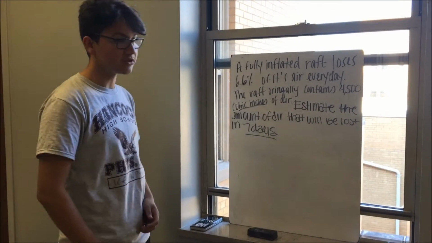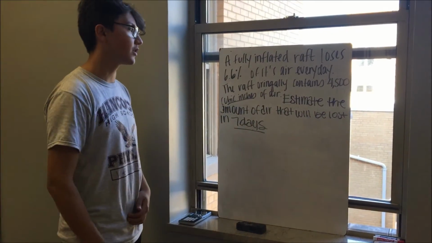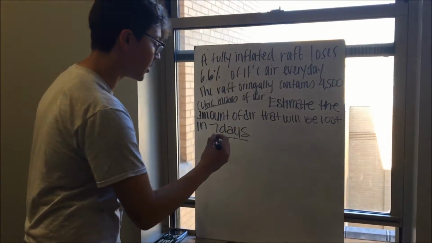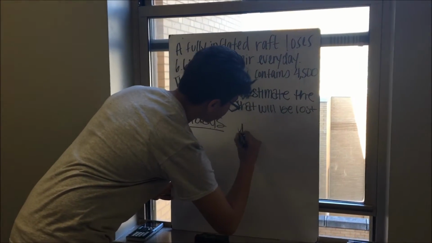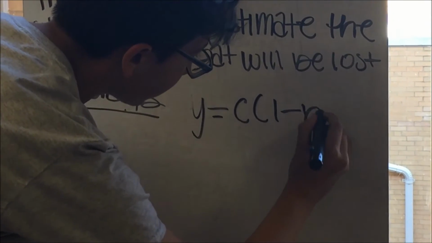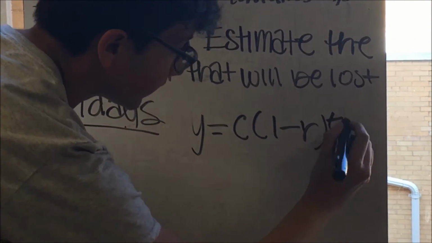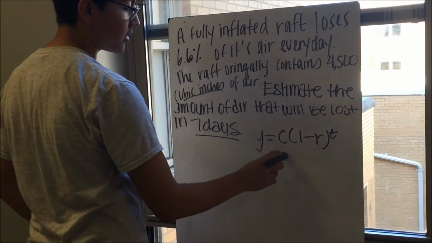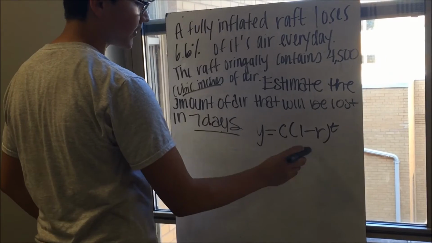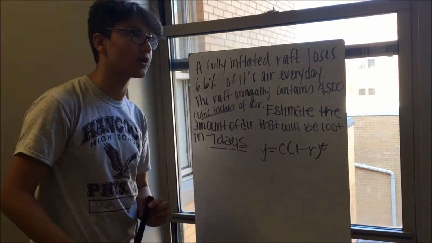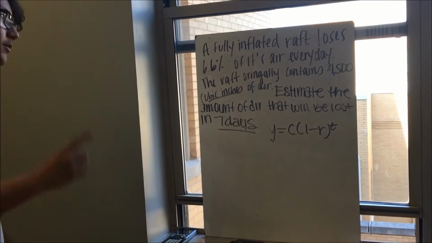So today I'm going to be teaching you about exponential decay. The equation for exponential decay will be y equals c times (1 minus r) to the exponent of t. Y being the total amount, c being the starting amount, r being the rate, and t being the time given to us in the problem. So keep that in mind while we read this.